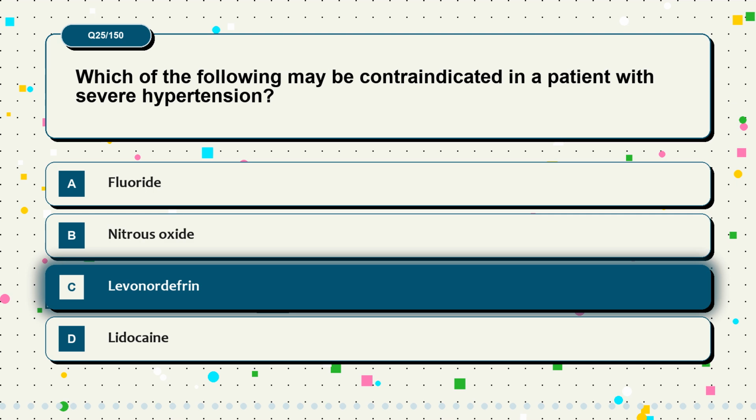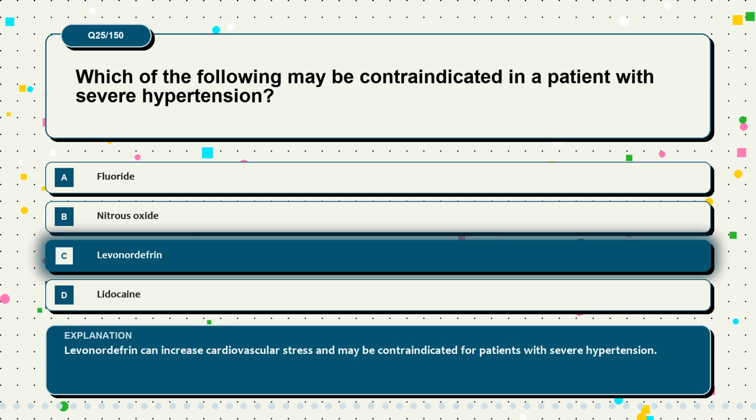The correct answer is option C. Levonordefrin. Levonordefrin can increase cardiovascular stress and may be contraindicated for patients with severe hypertension.